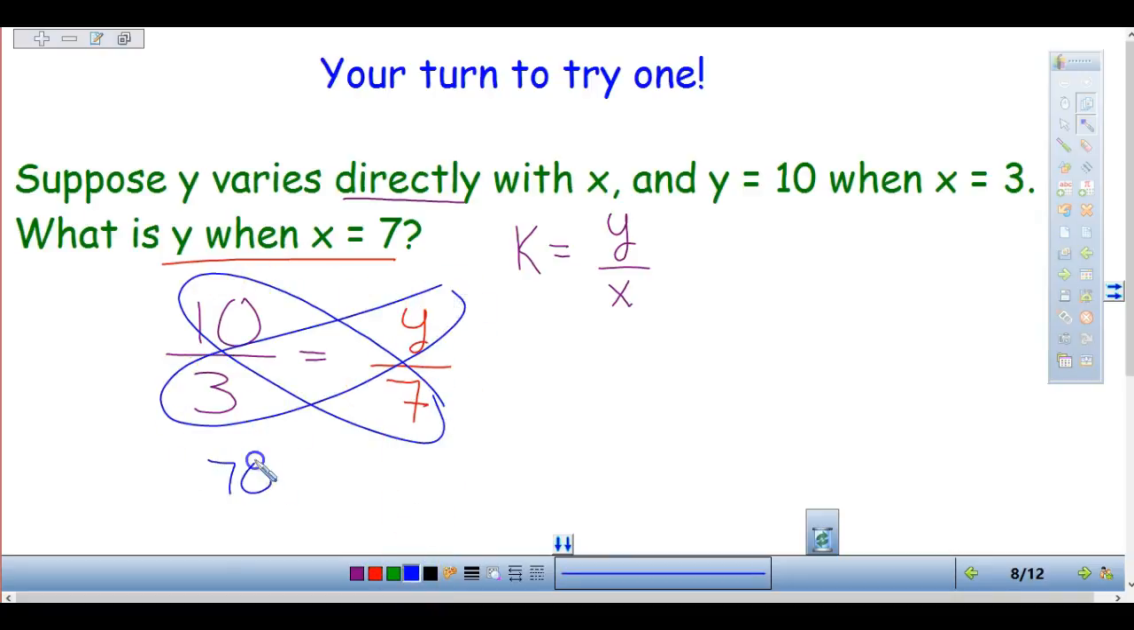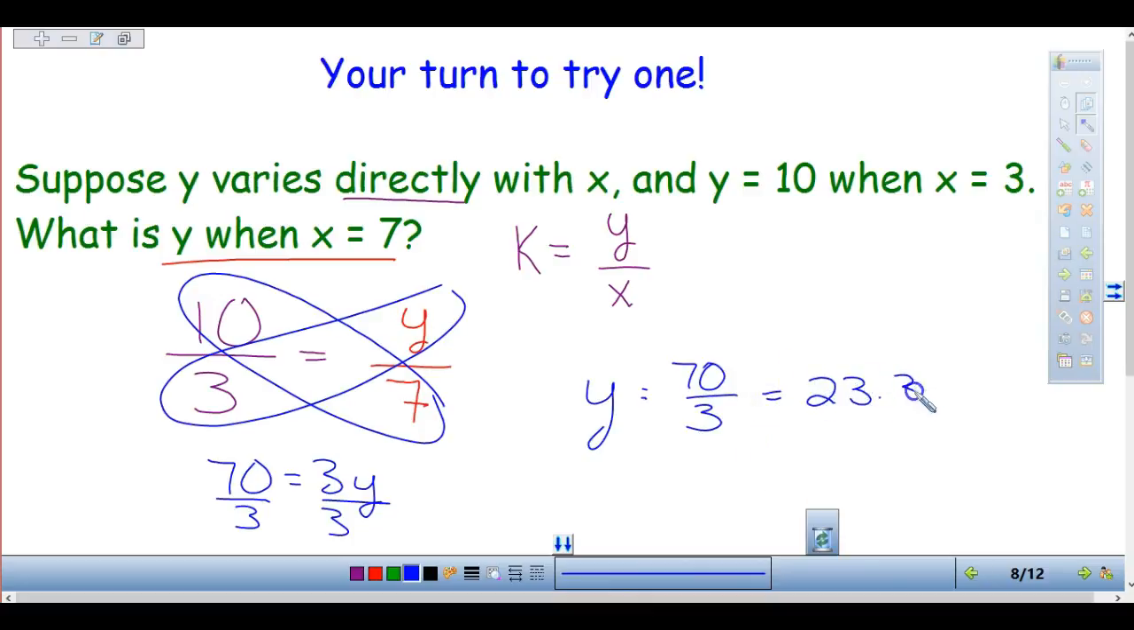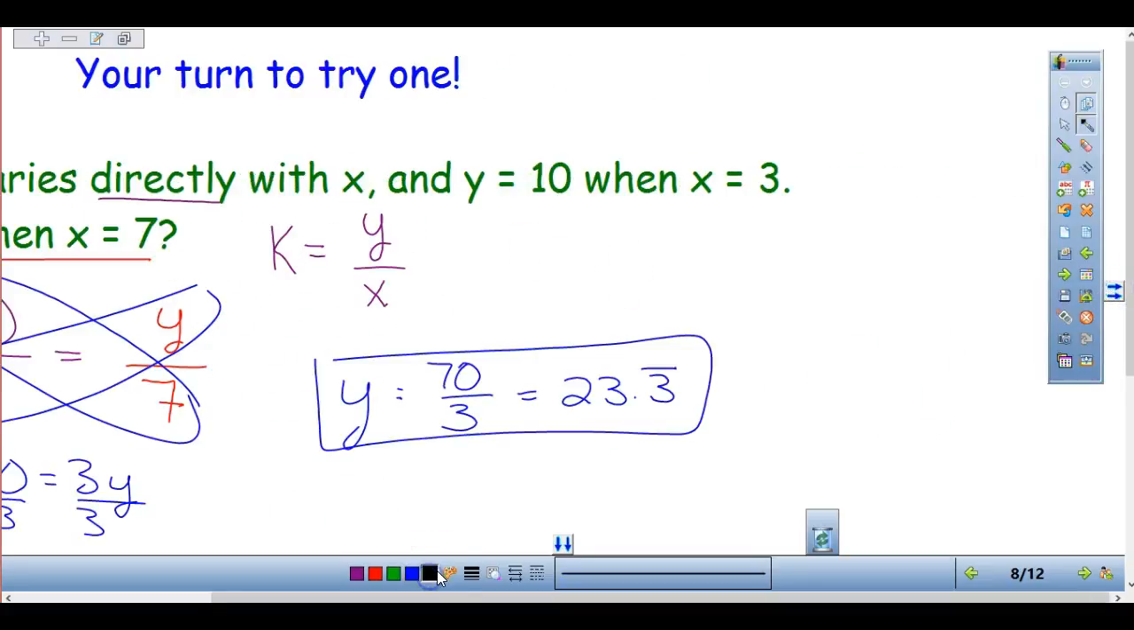I'm going to get 70 equals 3y. Now, if you don't have a calculator, leave it. 70 over 3. If you want, you can divide it out and get 23.3, right? So, either one. Now, I have a question. What if I change this? And when I made my fraction, instead I went 3 over 10. Can I do that?